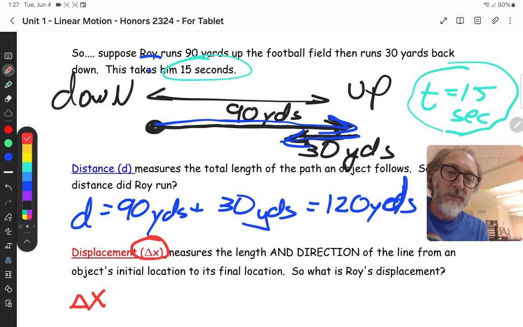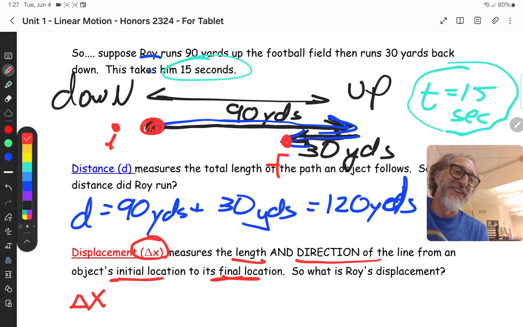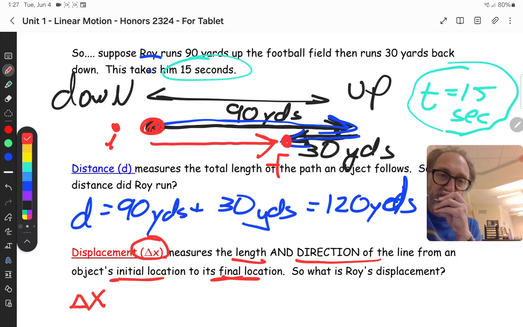And what this does is it measures the length and direction of the line from an object's initial location to its final location. So on my drawing here, here's my dude's initial location. And then he ran 90 yards forward, 30 yards back, and he ended up here at this final location. So my displacement is the length and direction of the arrow that points from initial location to ending location. All right, so let's not worry about the direction quite yet. It's up the field, right?